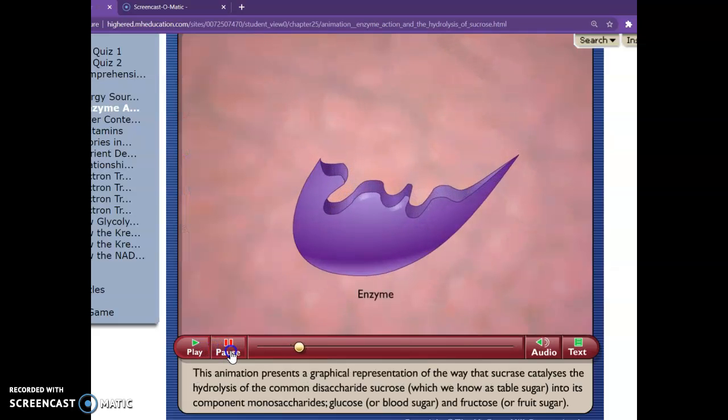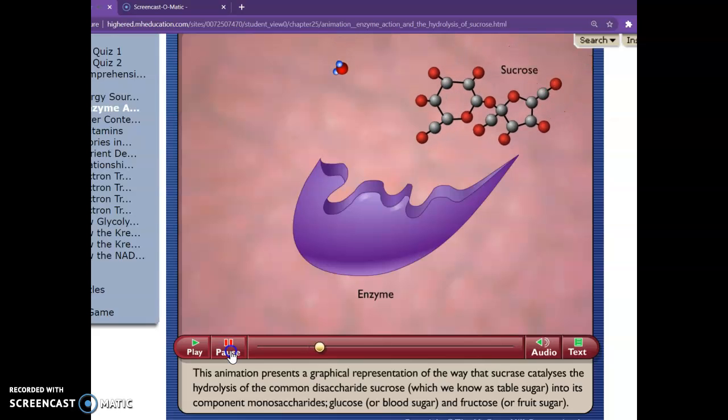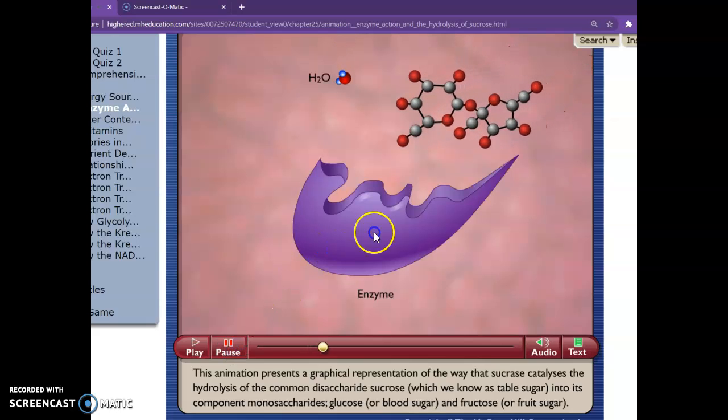This animation presents a graphical representation of the way that sucrase catalyzes the hydrolysis of the common disaccharide sucrose, which we know as table sugar. So here's an enzyme. Enzymes are actually proteins. They help us with these types of reactions, both dehydration and hydrolysis. So here's sucrose, the ball and stick model.